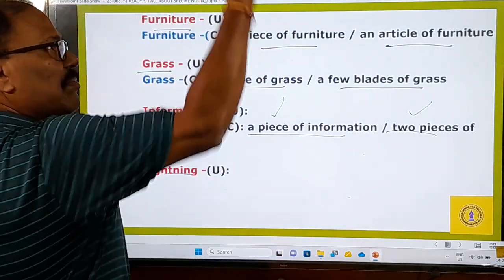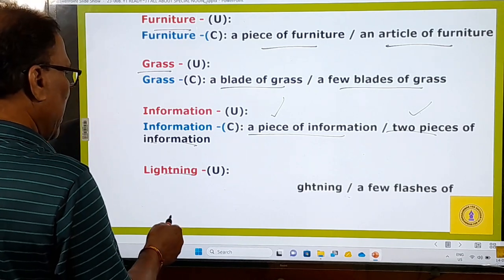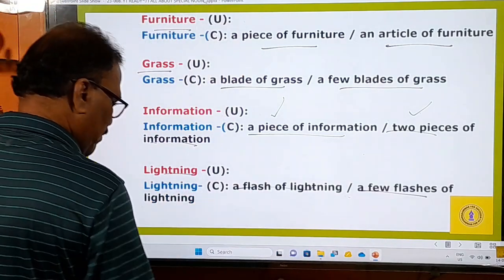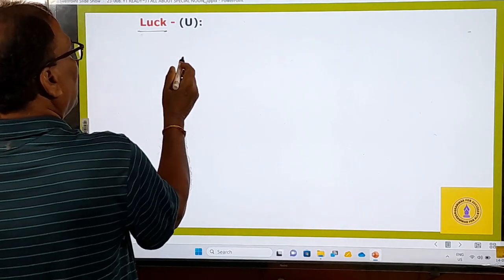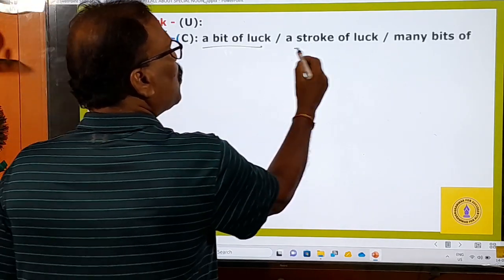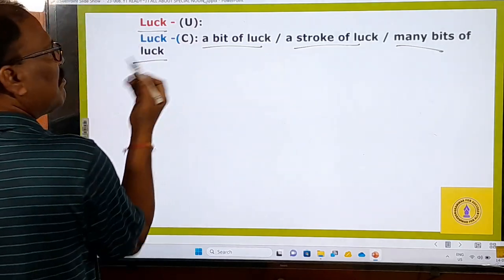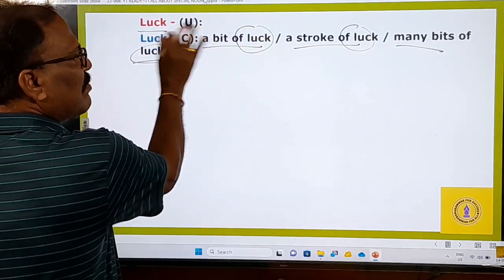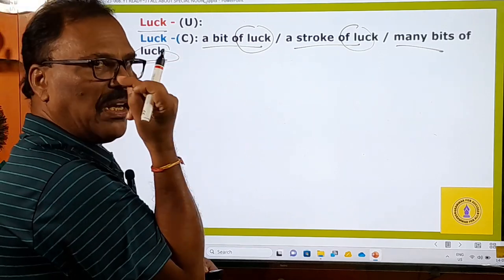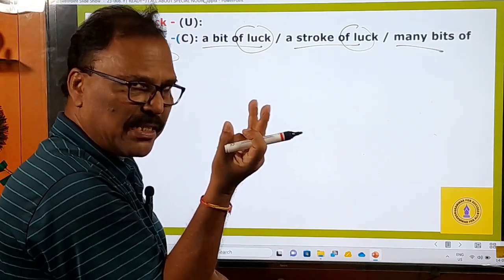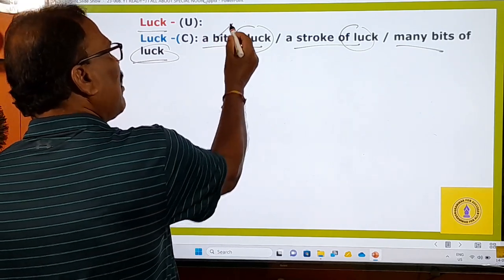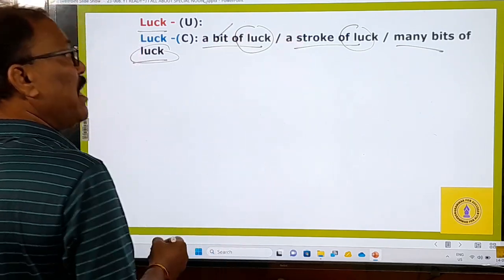Lightning is there, lightning in the sky. A flash of lightning, a few flashes of lightning. Luck is there. A bit of luck, a stroke of luck, many bits of luck. Luck is luck like that only, it is not changing. A bit of luck means one luck, two bits of luck means two lucks like that. But you cannot say lucks. That's why a bit of luck, a stroke of luck, many bits of luck.